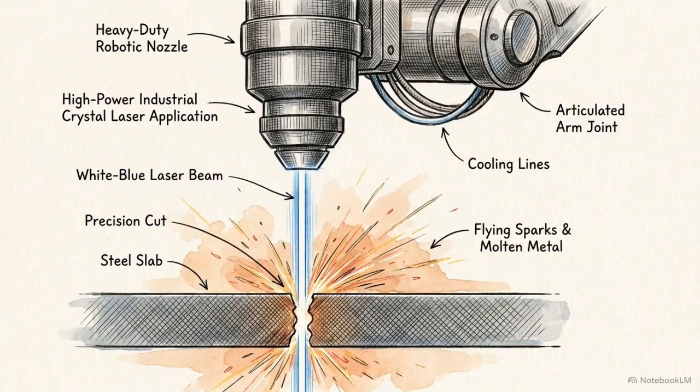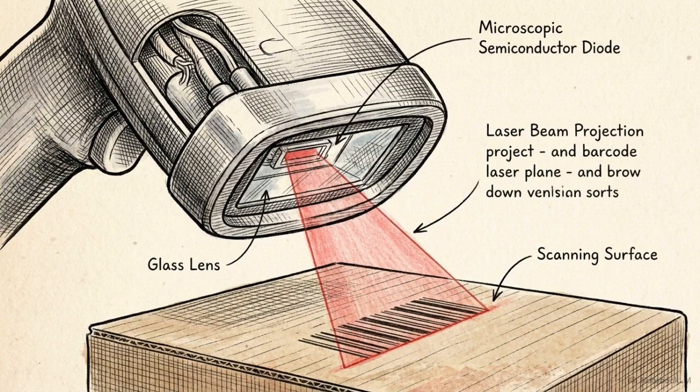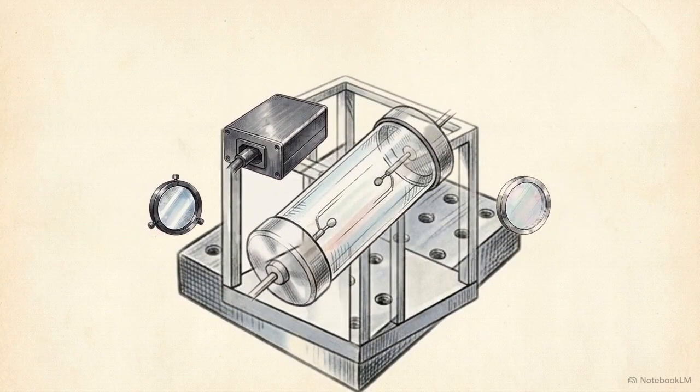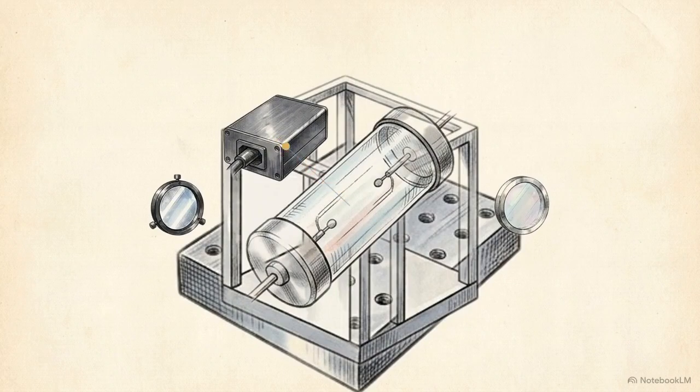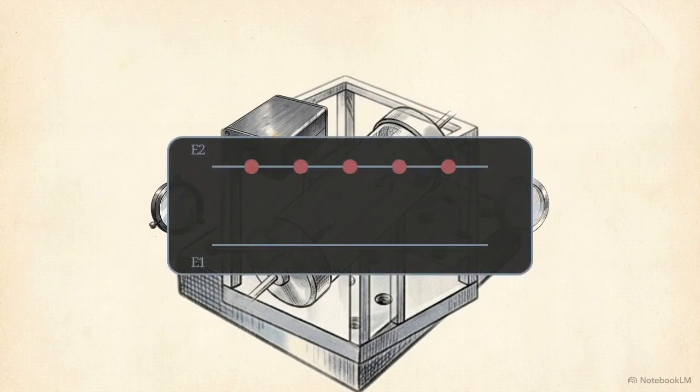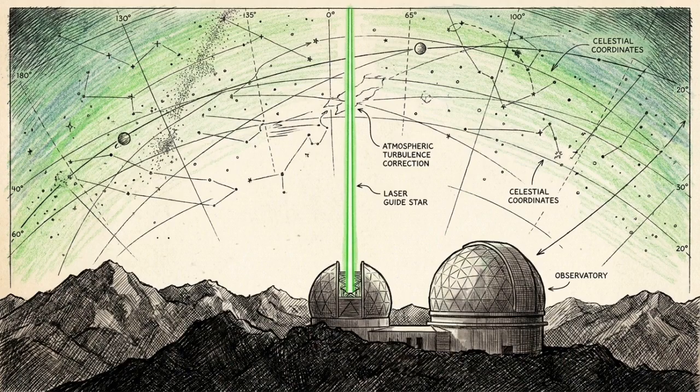Whether you are operating a massive industrial crystal laser or a microscopic semiconductor diode in a barcode scanner, this foundational sequence of components remains exactly the same. By combining an energy source, a gain medium, and an optical resonator, we have successfully manipulated the quantum states of matter. We gathered random thermal energy, aligned it, and forged it into the most precise form of light in the universe.